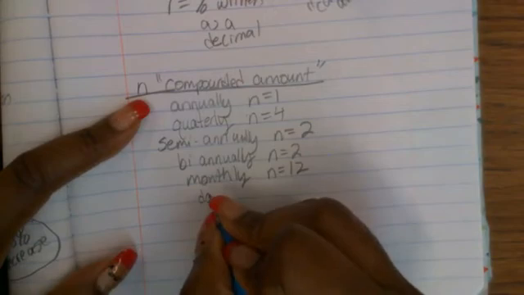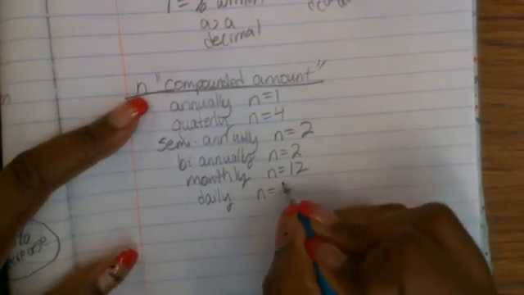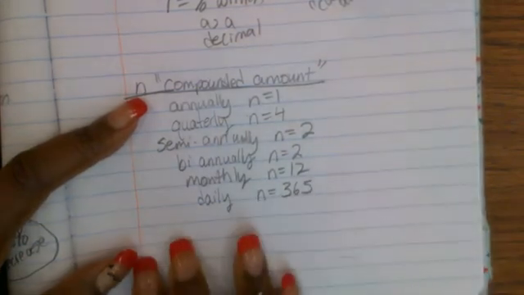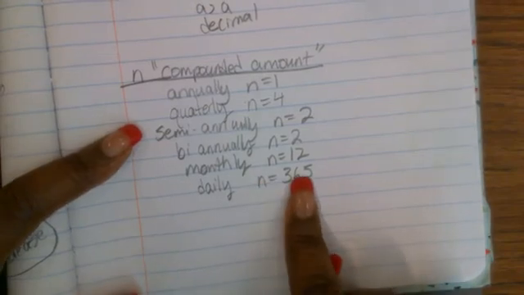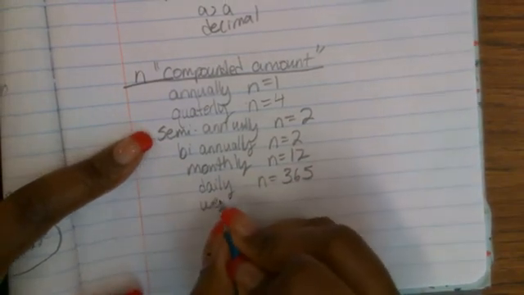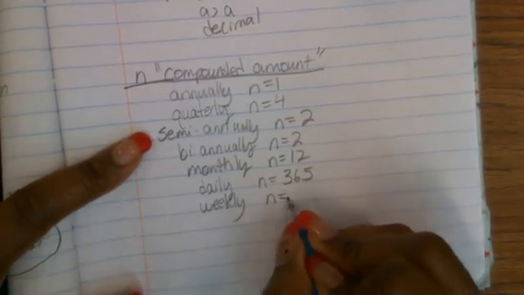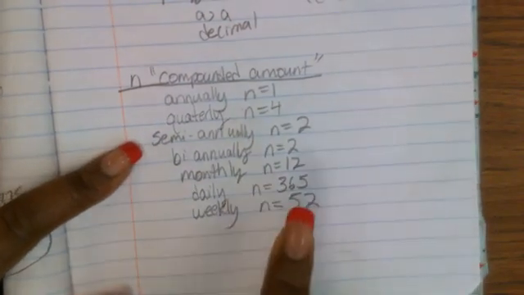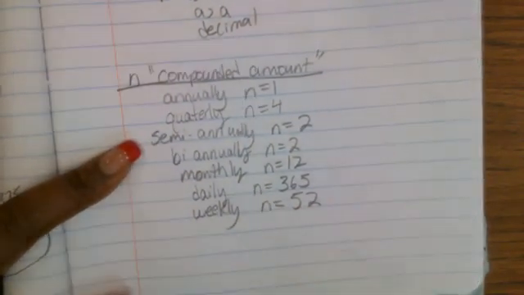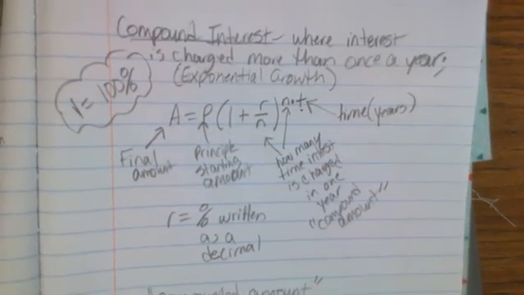Daily, oh my God, that's crazy. Interest is being charged 365 days, because there's 365 days in a year. So N is 365. Weekly, that means interest is being charged 52 times, because there are 52 weeks in 1 single year. And so this is what you use to solve compound interest problems.